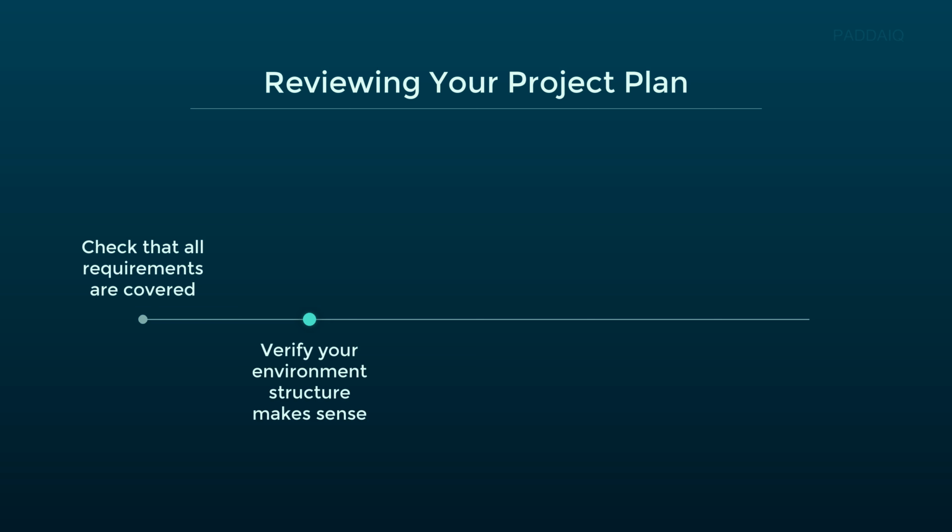Verify your environment structure makes sense. This means checking that your development, test, and production environments are logically separated and connected correctly for a smooth workflow. For example, developers work in a dev space, testers use a test space, and the final app runs in a stable prod space. A clear structure prevents errors and simplifies your entire project lifecycle.